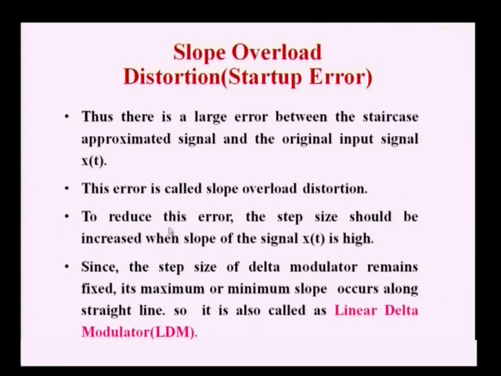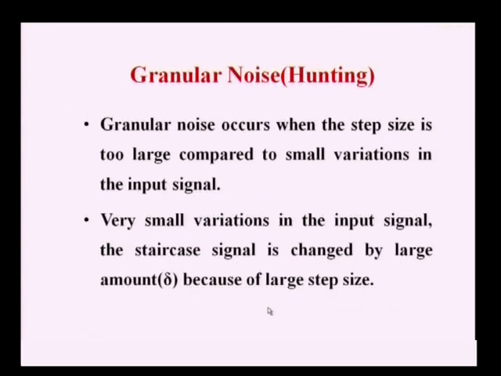This can be reduced by increasing the step size when the slope of the signal is high. Since the step size of the delta modulator remains fixed, its maximum or minimum slope occurs along a straight line. So, it is called a linear delta modulator.